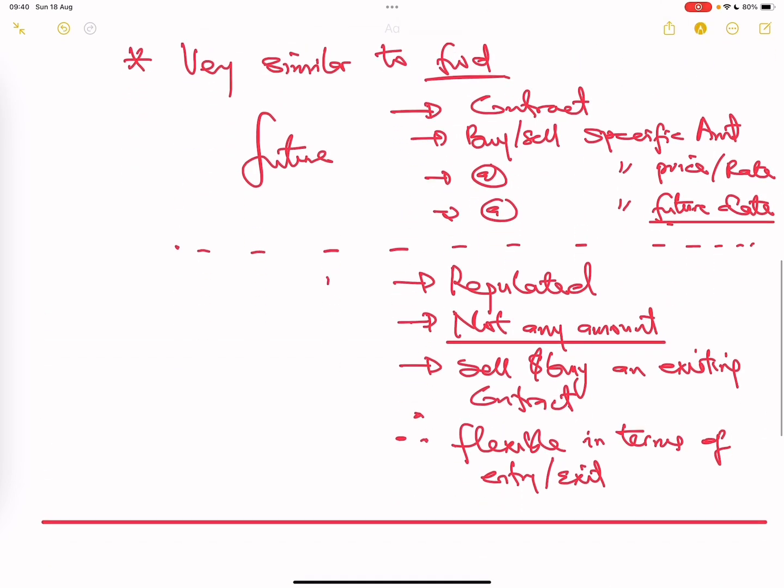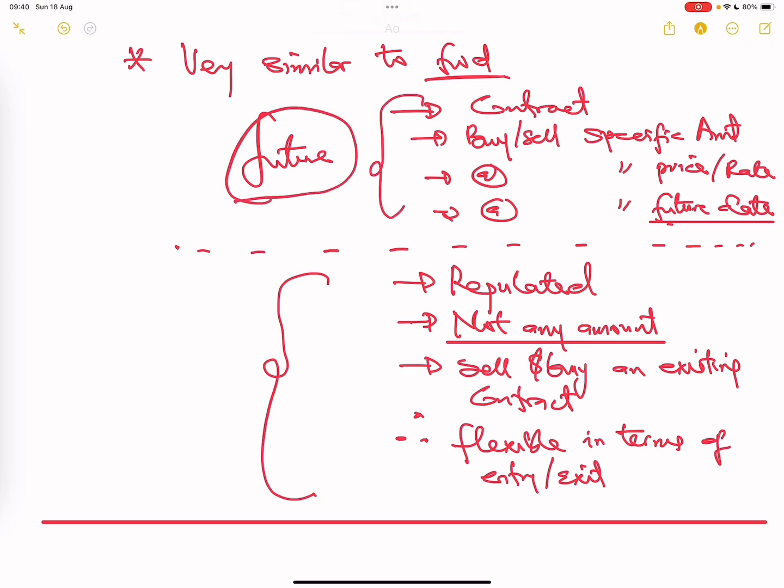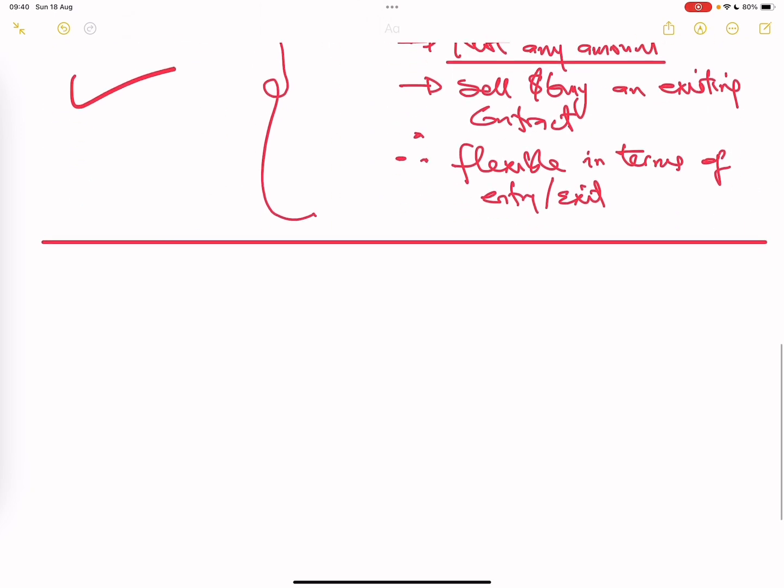If there are major things you need to know, these are the major things you need to know because this one is already similar to forward. So if you know this from forward, then you need to add this to it and you are home and dry on future. Now let's look at options. Remember, we're looking at derivatives, options.